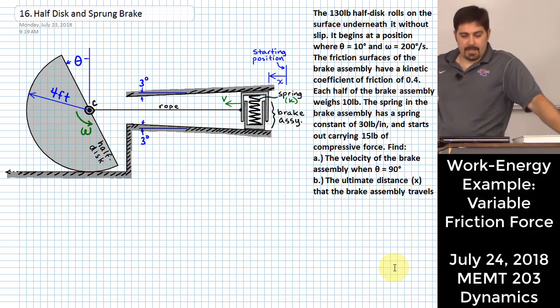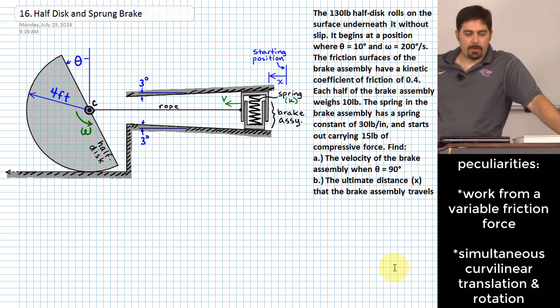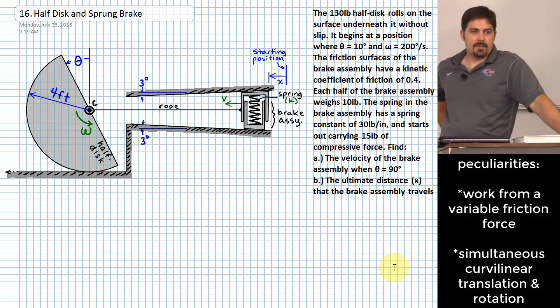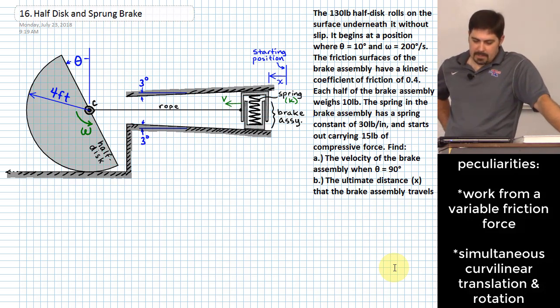So we're going to do a problem today using the work energy method. And this is one that involves a few things that are kind of different. For one, the example problem we covered last time didn't have anything to do with friction, and so I'm adding a friction component in for this particular problem. It also involves a body that is both translating and rotating, and the translation that it undergoes is not linear.